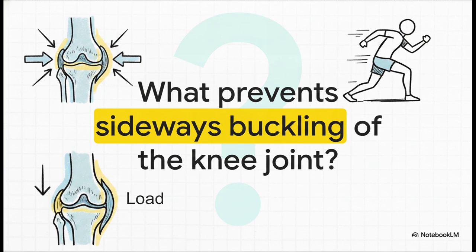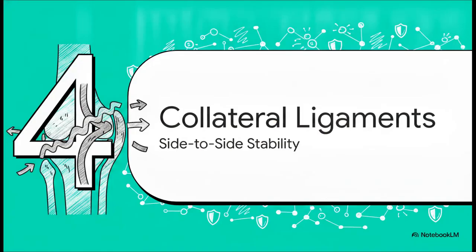But think about an athlete making a sudden, sharp cut on the field. They desperately need side-to-side stability. So what exactly is keeping the knee from just buckling inward or outward under all that stress? Let's find out in Section 4, Testing Collateral Ligaments.